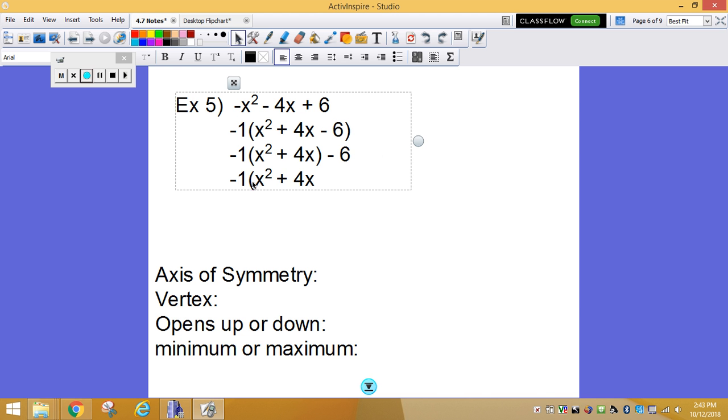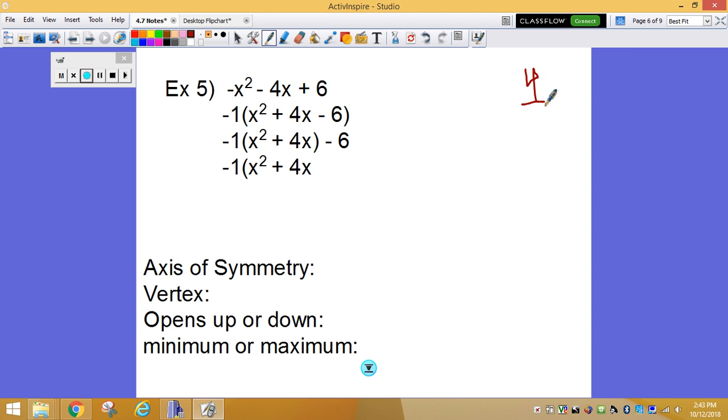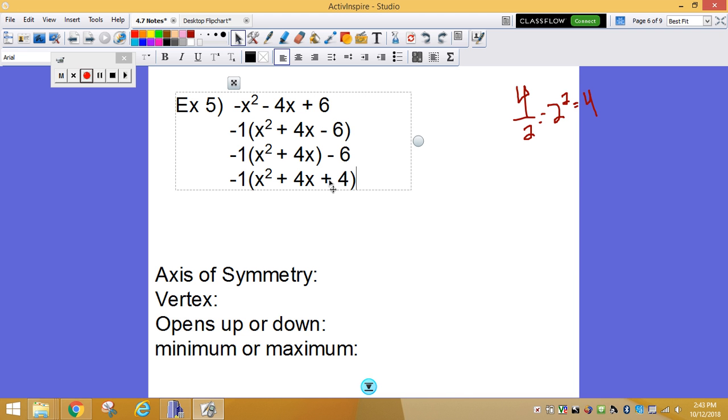So to get the number that I'm going to add or subtract, I'm going to take 4 and divide it by 2, which is 2, and 2 squared is 4. So I'm going to add 4 in here. And okay, so now your brain's about to explode.